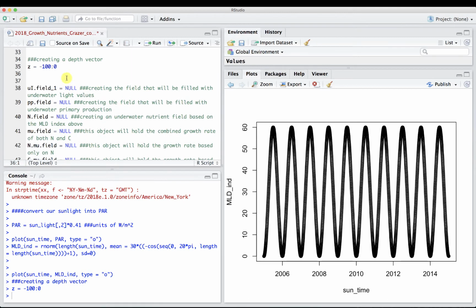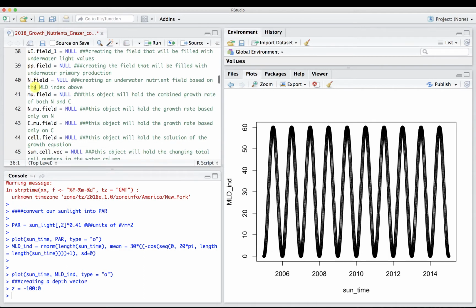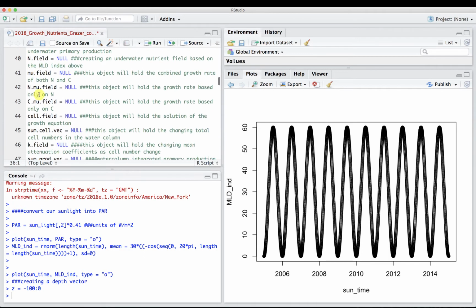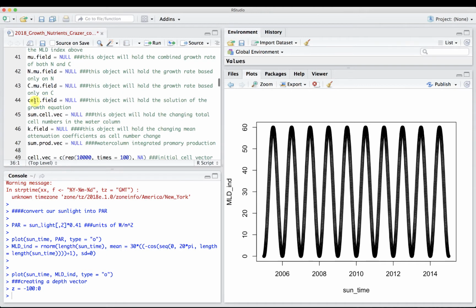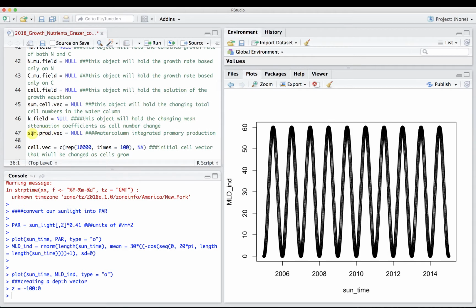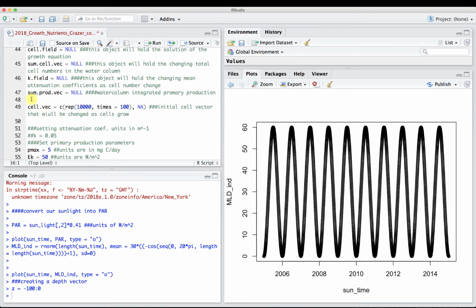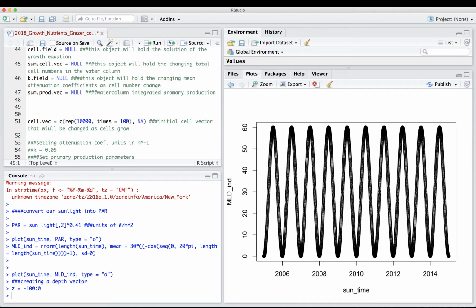So here's where we're gathering our fields that we need to collect the results of our model. We've got our underwater light field, primary production field, nitrogen field, growth rate due to nitrogen, growth rate due to carbon, our cell field, our total cell vector, how many there are in the water column, our attenuation, our diffuse attenuation coefficient fields, and the sum of our production, and also this is where we start our cell vector, our initial concentration of cells in the simulation.